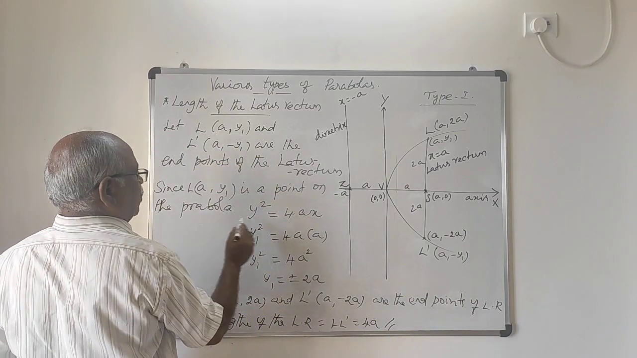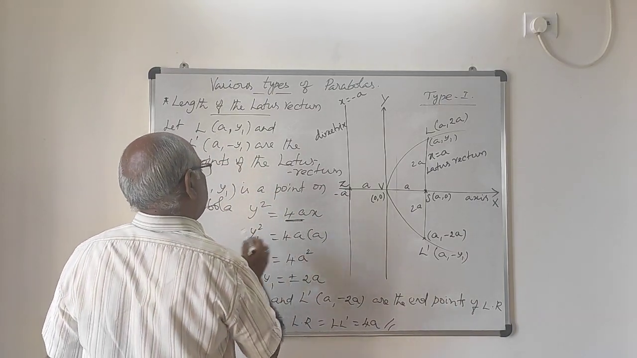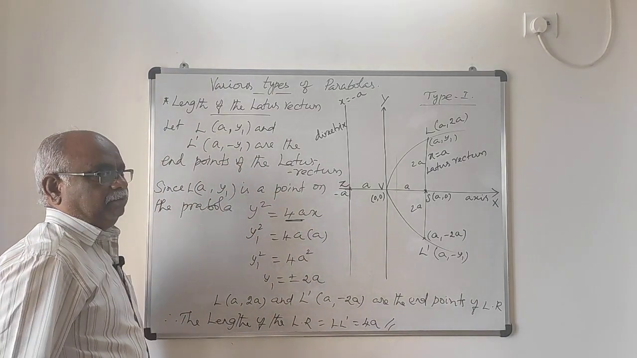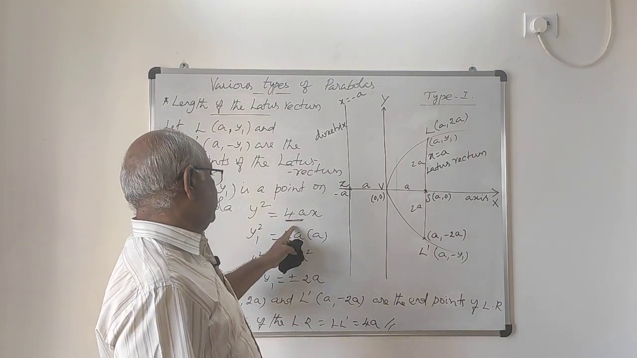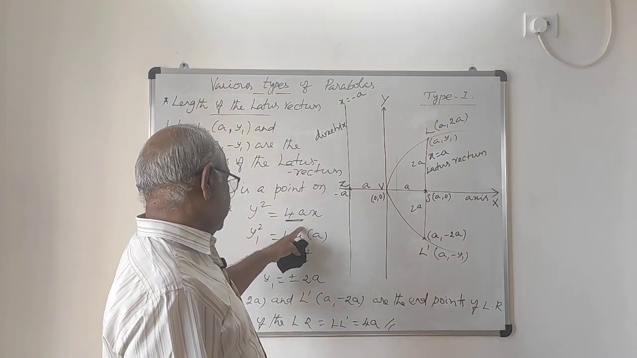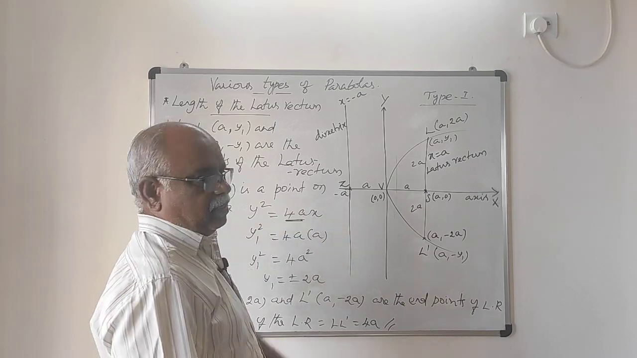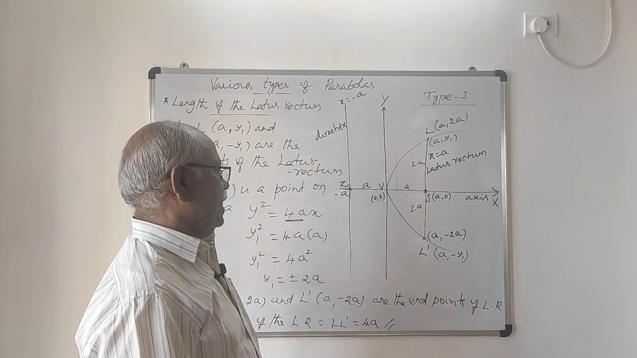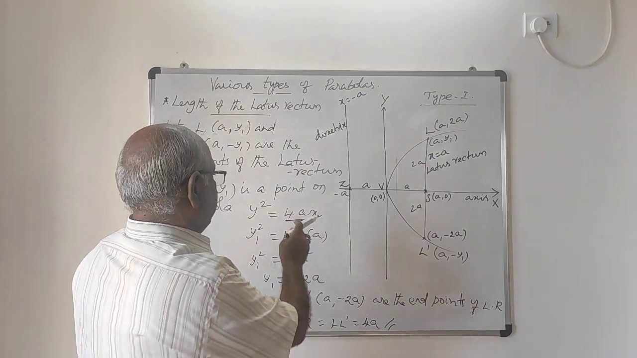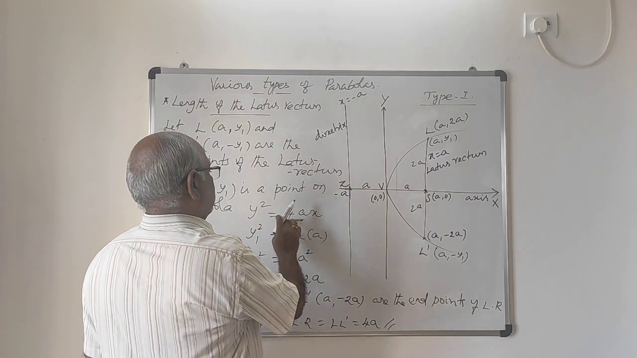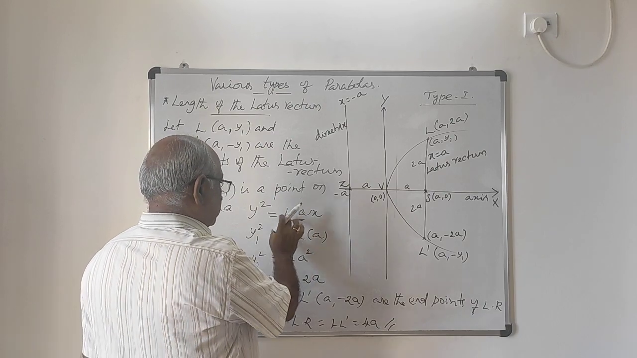So, in the equation of the parabola y square equal to 4ax, this 4a is the length of the latus rectum. The equation itself gives 4a as the length of the latus rectum, and the x coordinate of the focus is a. The length SL is a, and the total length of the latus rectum is 4a.